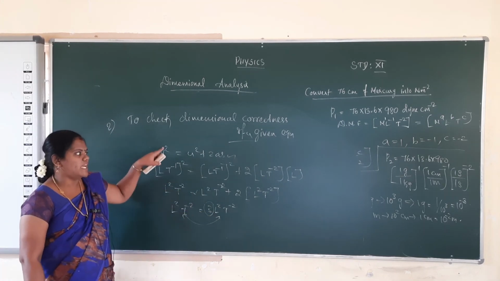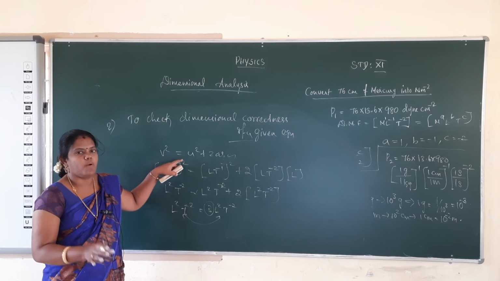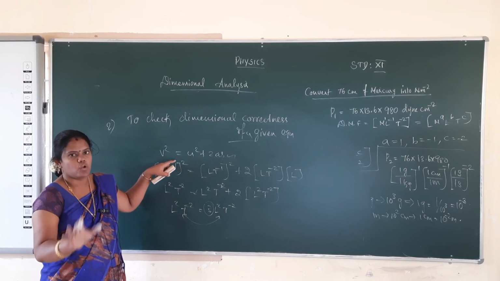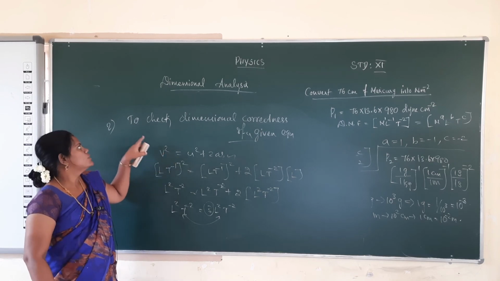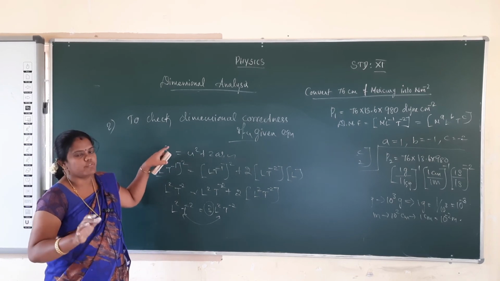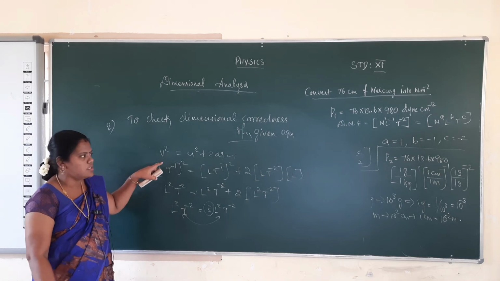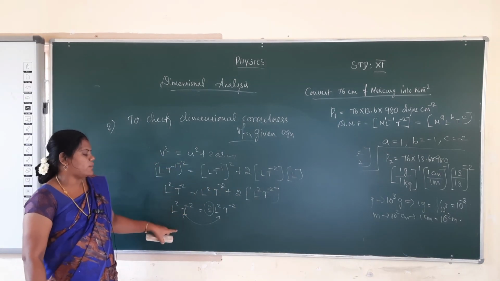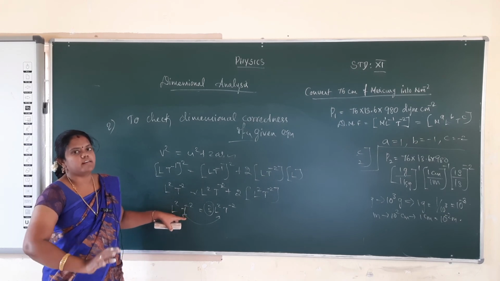So the second application is that one equation is given, and you have to check whether it is dimensionally correct or not. How will you check the dimensional correctness of an equation? You have to consider one equation, substitute all the dimension values in it, and then easily calculate whether the equation is dimensionally correct or not.